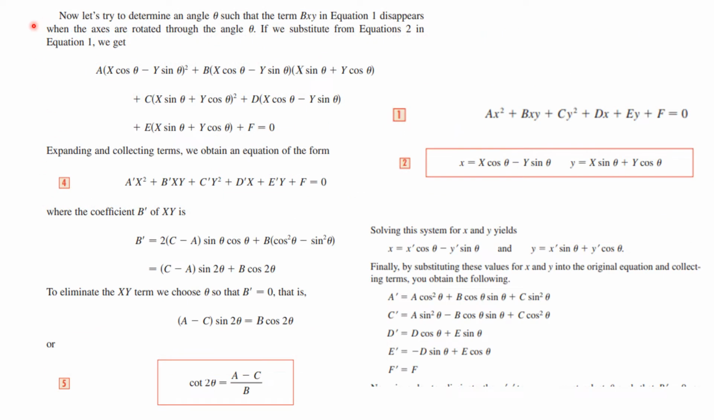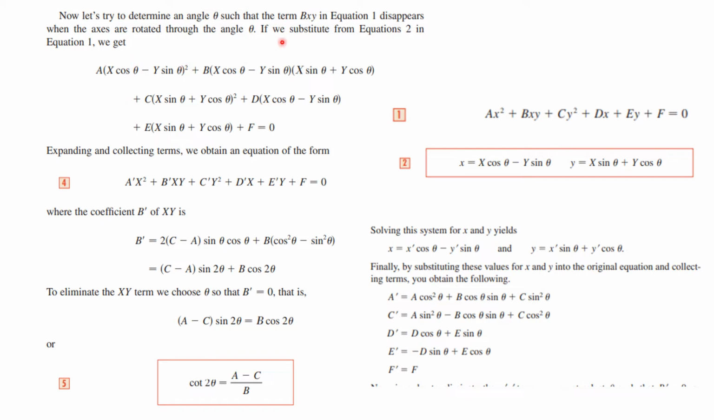Now we're going to move on, though, and now we're going to try to determine the angle theta that will eliminate the bxy term in equation 1. And this was equation 1, and you see you do have this difficult to deal with bxy term. So we're going to try to see, well, can we pick theta to eliminate this?